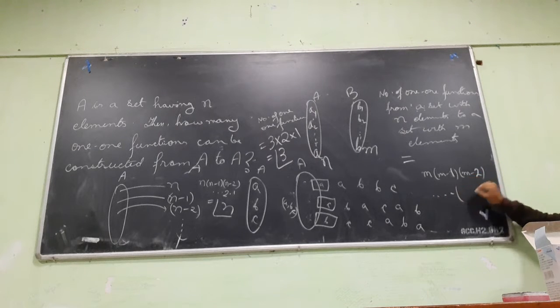m minus what? m minus n. The nth element, third element is this. This will go up to m minus n. For the third element it goes up to m minus 2. So it is up to m minus n plus 1.